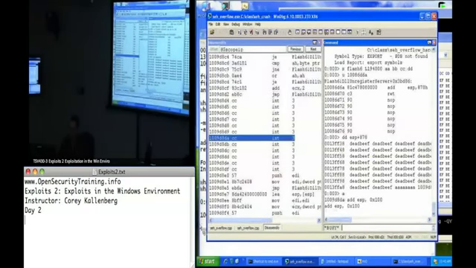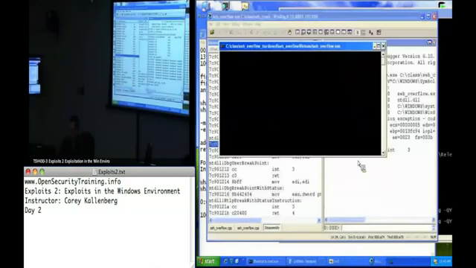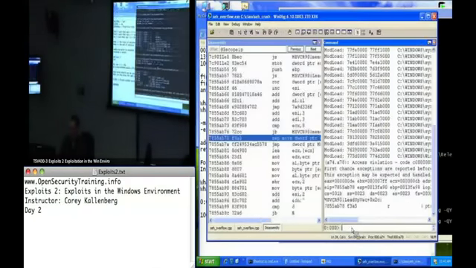Hopefully the debugger will stop acting up in a second. Restart with the debugger.